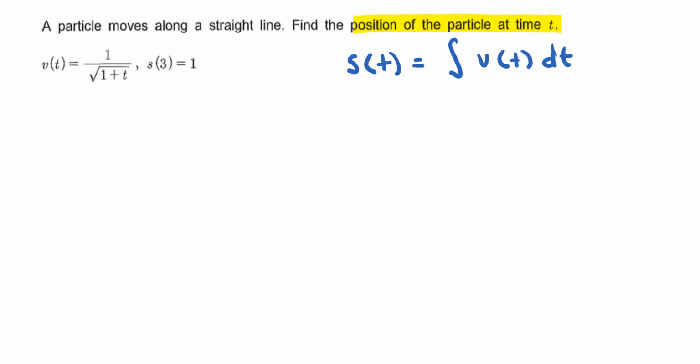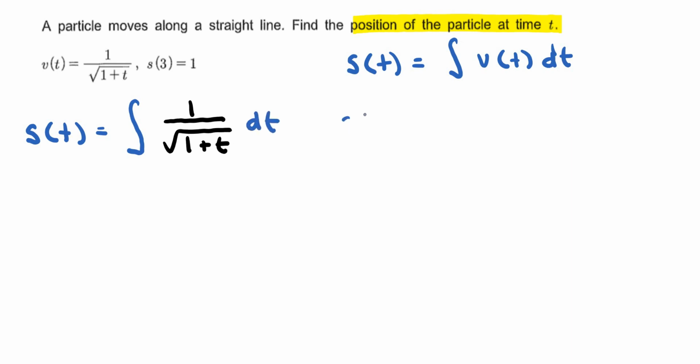Okay, so if we're trying to find the position function, let's just find the antiderivative of our velocity function. If I rewrite our position function over here, we are simply taking the antiderivative of our velocity function, which is 1 over the square root of 1 plus t, and then dt. And our condition is s of 3 equals 1. Okay, so let's go ahead and find this antiderivative here, and we need to use a u substitution.